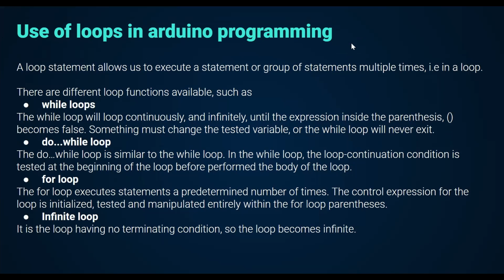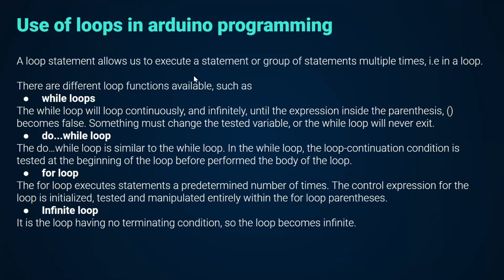Okay, so we are starting with loops now. As you can read here, a loop statement allows us to execute a statement or group of statements multiple times. That is, in a loop, like the name suggests. It loops the statement or condition. So there are 4 types of loops: the while loops, the do while loops, the for loops, and the infinite loops.